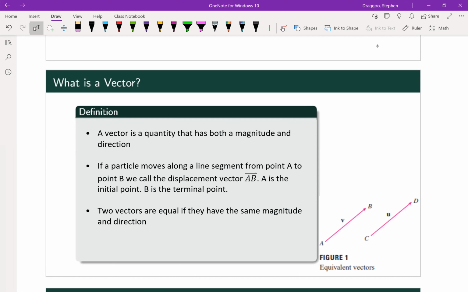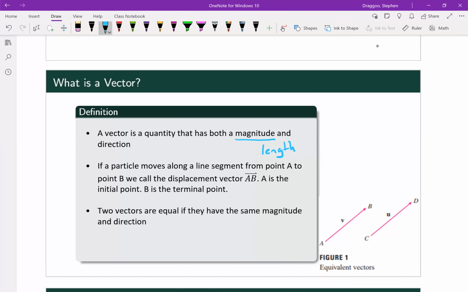So first off, when we're saying magnitude, this really just means length. We can use those two terms interchangeably when we're talking about vectors. The magnitude of a vector or the length of a vector means the same thing. And also we said that two vectors are equal as long as they have the same magnitude and direction. So it doesn't necessarily mean they start and end at the same point.